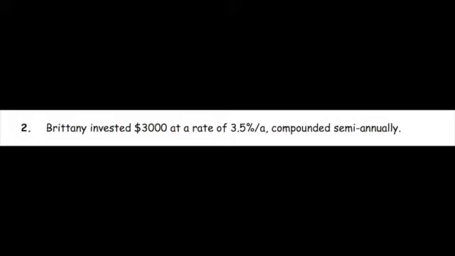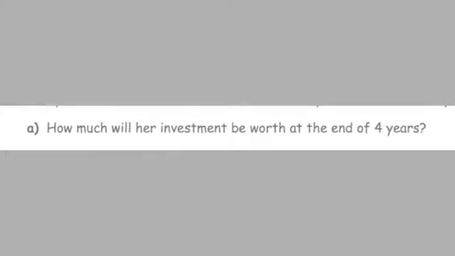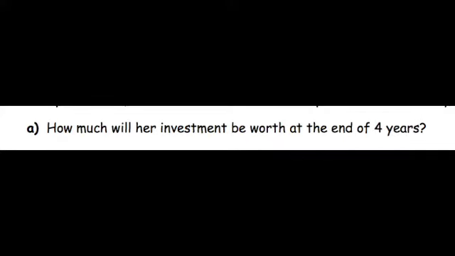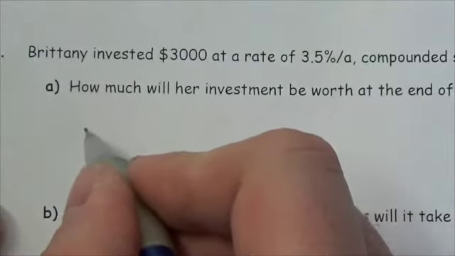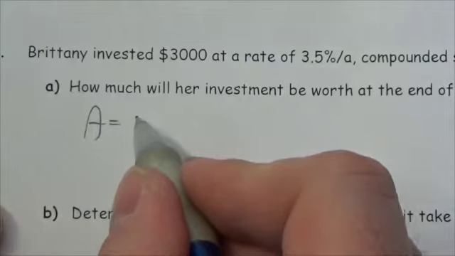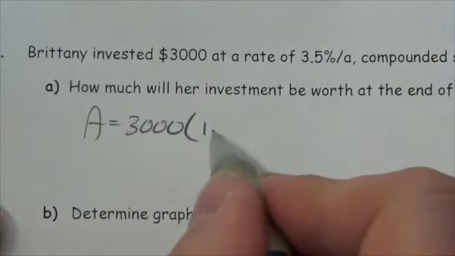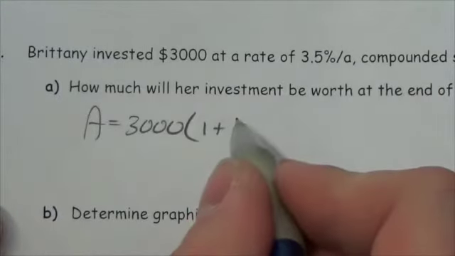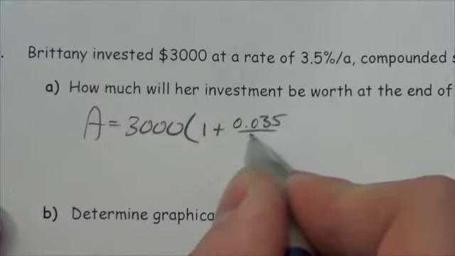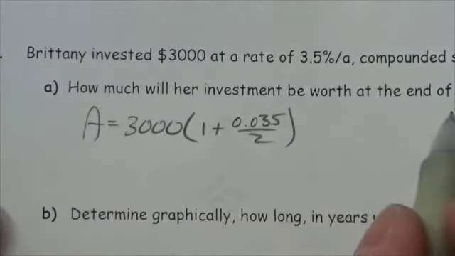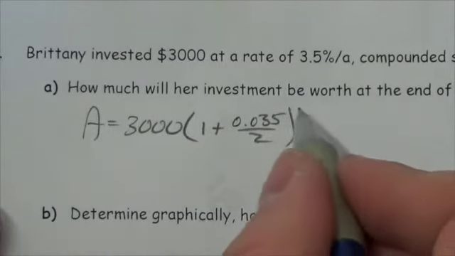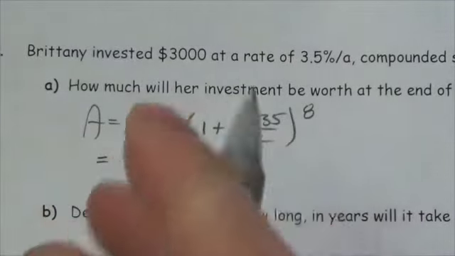That's interesting. Brittany invested $3,000 at a rate of 3.5% per annum, compounded semi-annually. How much will her investment be worth at the end of 4 years? Okay, so here we go. We're going to try to figure out how much it's worth at the end here. So we have a principal of 3,000, 3.5% per annum, but it's compounded semi-annually. So it's going to be 0.035 divided by 2. And we want to know how much it's going to be worth at the end of 4 years. Now, compounded semi-annually, at the end of 4 years, that's 8 compounding periods.